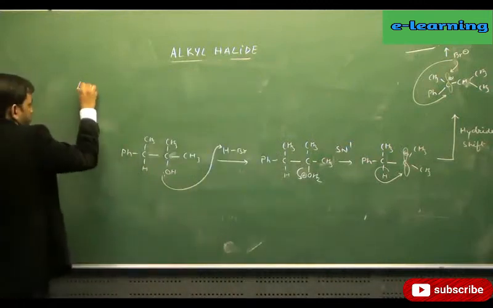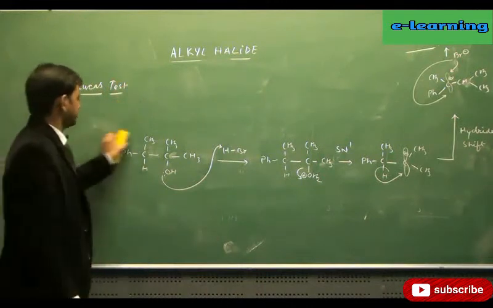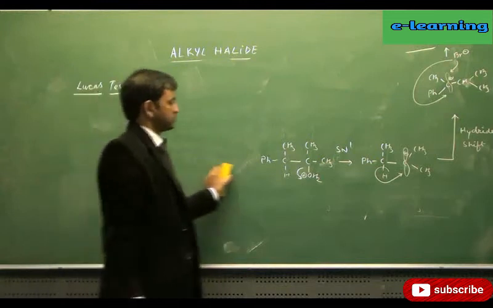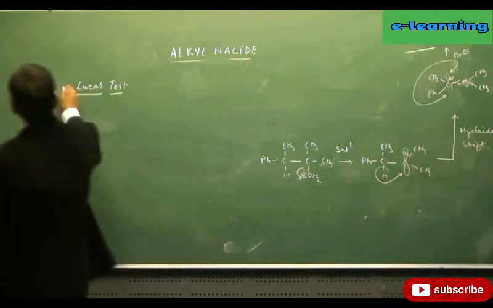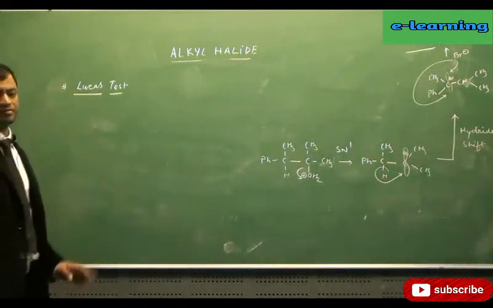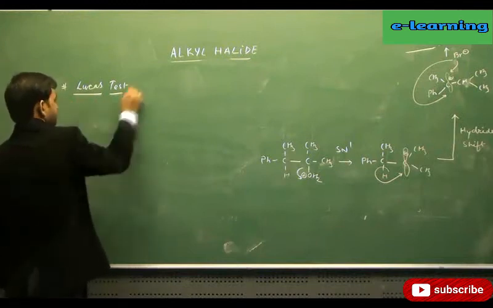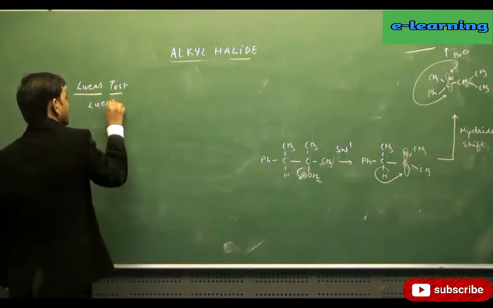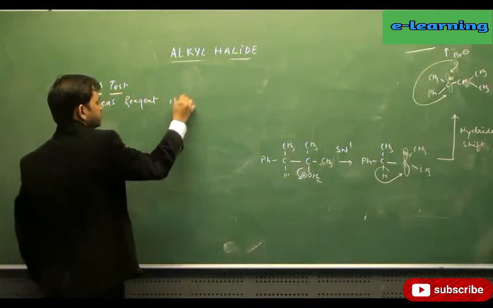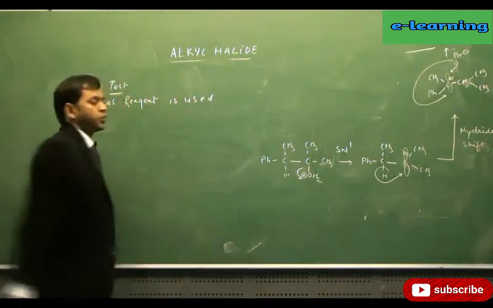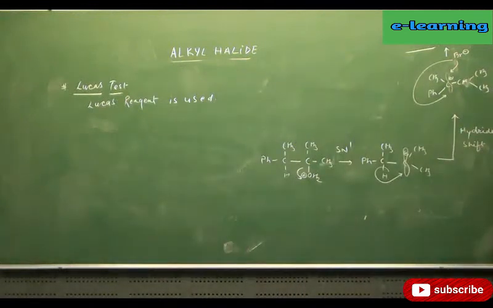If you see the Lucas test, it is based on this reaction. The Lucas test is used to distinguish 1 degree, 2 degree and 3 degree alcohol. In the Lucas test, Lucas reagent is used. And what exactly is the Lucas reagent?